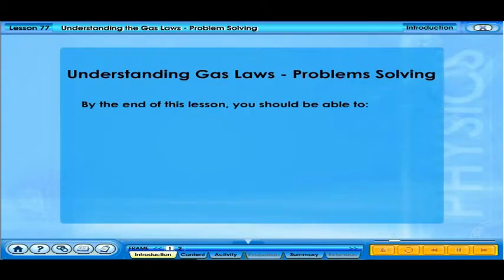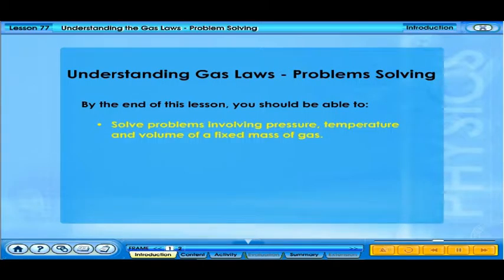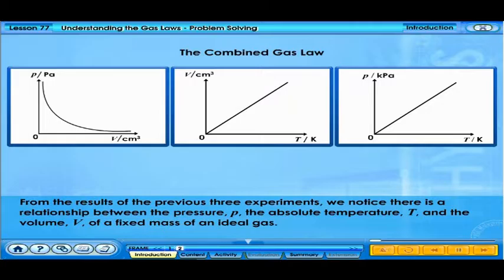By the end of this lesson, you should be able to solve problems involving pressure, temperature, and volume of a fixed mass of gas. From the results of the previous 3 experiments, we notice there is a relationship between the pressure, P, the absolute temperature, T, and the volume, V, of a fixed mass of an ideal gas.